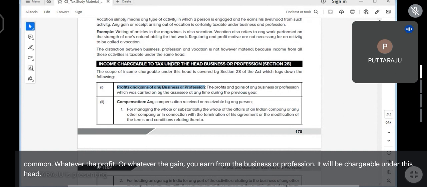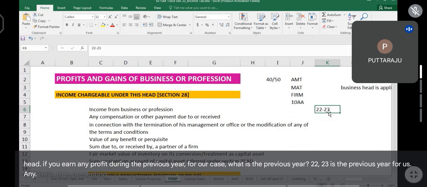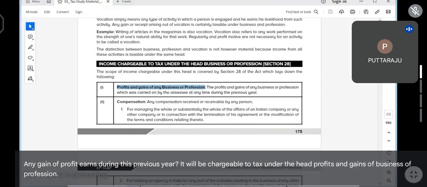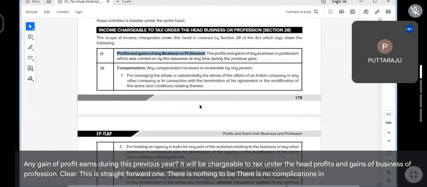If you earn any profit during the previous year, for our case, what is the previous year? 22-23 is the previous year for us. Any gain or profit earned during this previous year will be chargeable to tax under the head profits and gains of business or profession. Clear? This is a straightforward one. There are no complications in this.